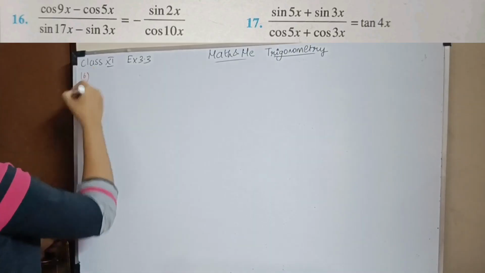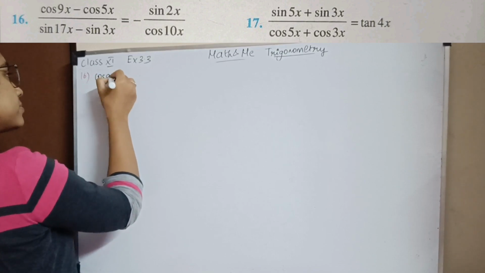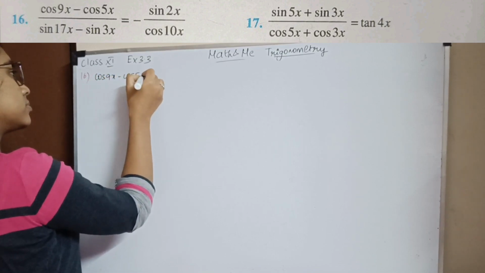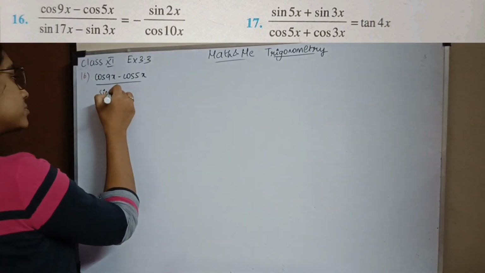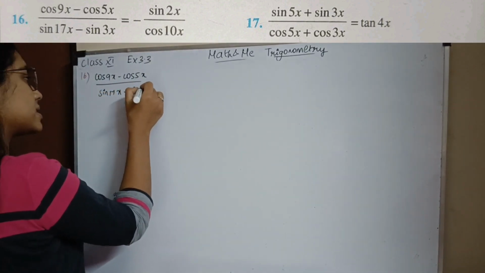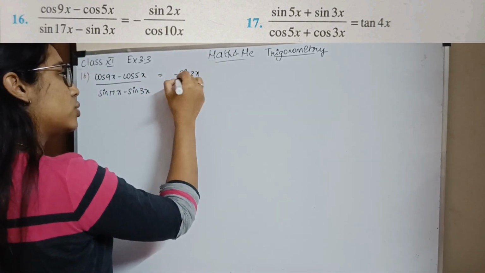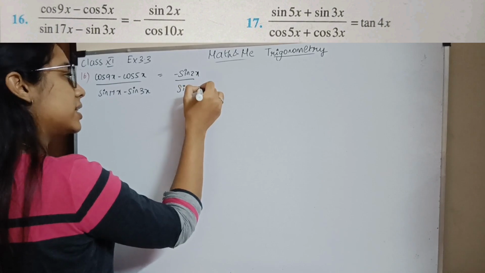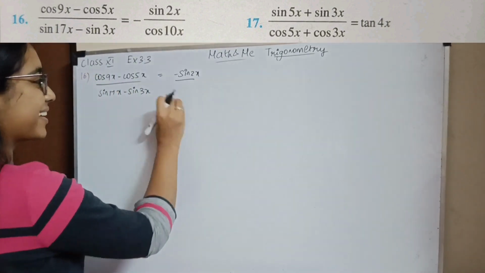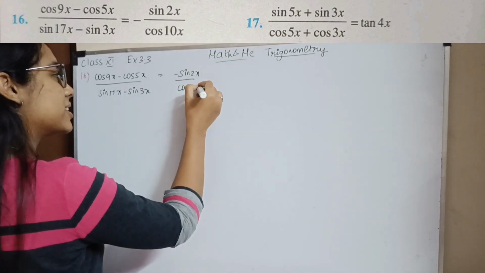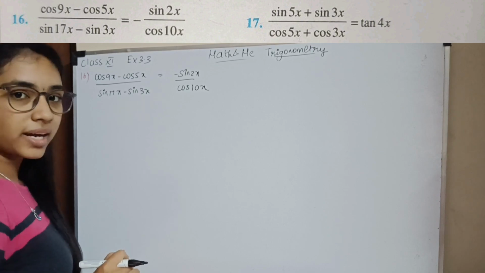Question number 16. Cos 9x minus cos 5x divided by sin 17x minus sin 3x equals minus sin 2x divided by cos 10x. Copy the question correctly. Okay, so in these kinds of questions you can only solve them with practice.